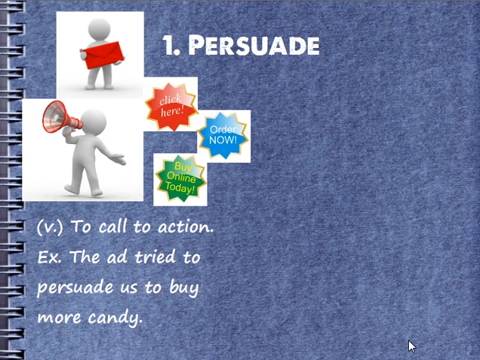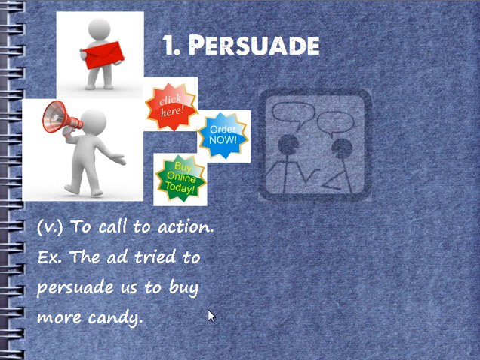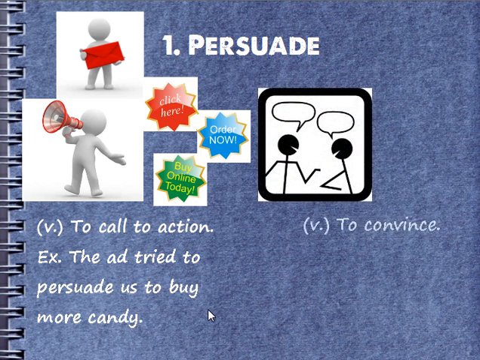Here's your example sentence. You can write this now, or you can wait until you see the second definition. The ad tried to persuade us to buy more candy. Notice how the ad is trying to get you to do something, a call to action. Definition number 2, sometimes when someone's trying to persuade you, they're just talking to you. They don't really want you to do anything, they just want you to believe what they believe. In other words, they're trying to convince you.